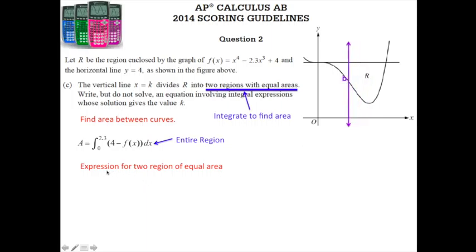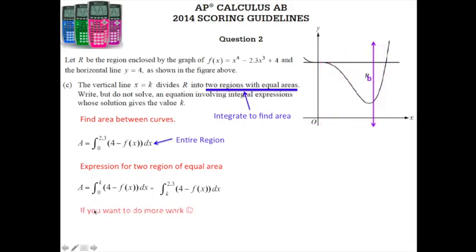So if I want an expression to divide this into 2 equal regions, then I need to locate this location K somewhere in here. So here's the left region from 0 to K, and that should be equal to the right region from K to 2.3. Notice it says write, but do not solve. There is the correct expression. We have an equation involving integral expressions, and if we would solve this, we would get K.